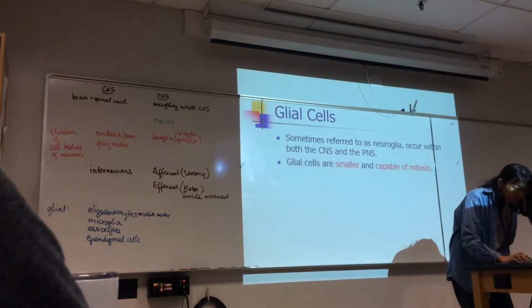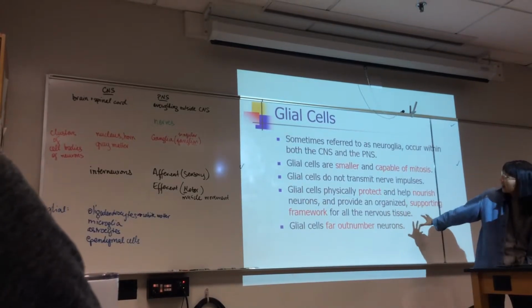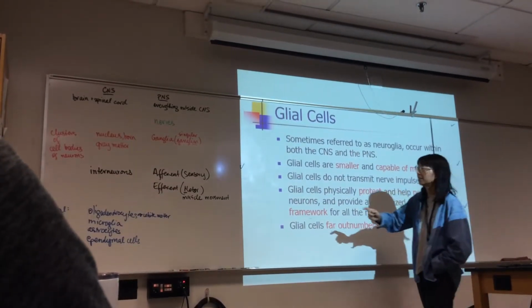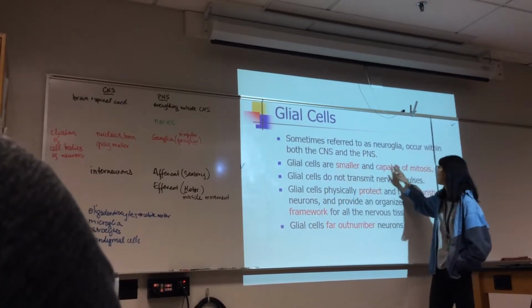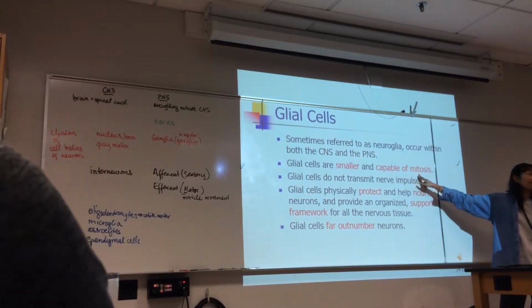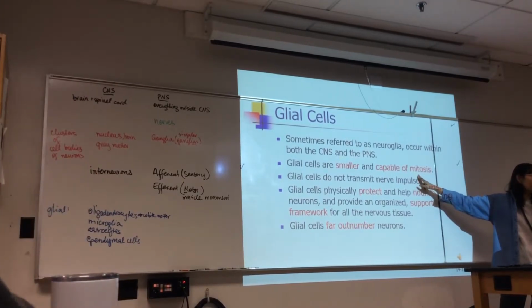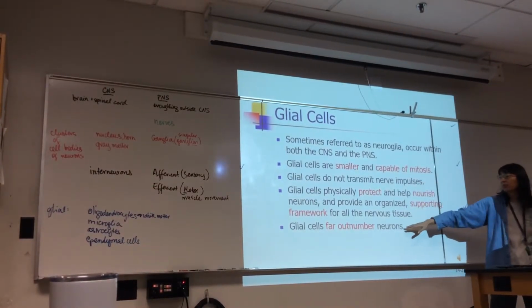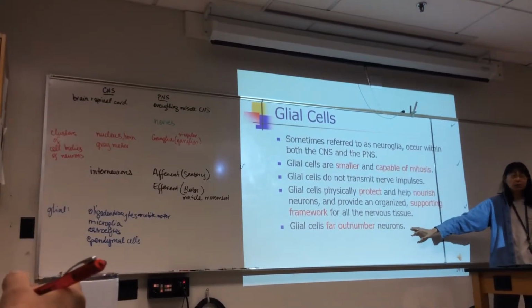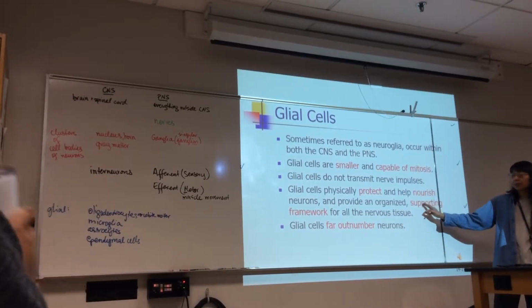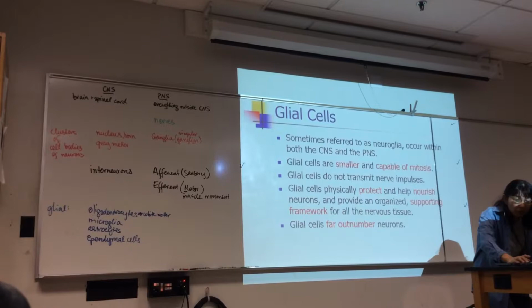You can read all this on your own. I'm going to skip. Now, unlike neurons, glial cells are capable of mitosis. They're smaller, capable of mitosis. What does that mean? They can divide. Neurons, the majority of the time, do not divide, agree? Once you have a fixed number, once they die, that's it. They're dead. So that's how they're different. And glial cells outnumber the neurons by far. There are a lot more neuroglial cells than neurons, and they're there to help the neurons.